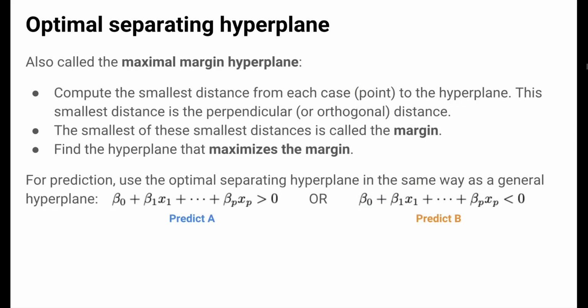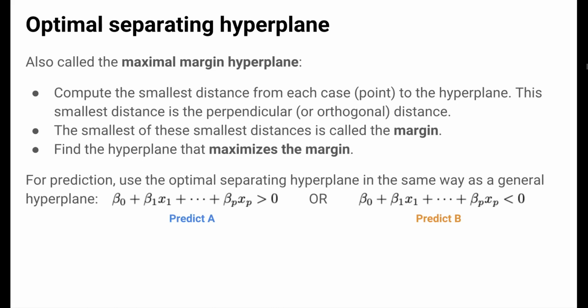The idea is to find what is called an optimal separating hyperplane. This is also called the maximal margin hyperplane, and the idea is this. We want to compute the smallest distance from every case, every point, to the hyperplane. This smallest distance happens to be the perpendicular or orthogonal distance, and we're going to call the smallest of these distances the margin. Our goal is to find a hyperplane that maximizes the margin. This ends up giving a unique solution for what a good separating hyperplane should be. The idea is the bigger the margin is, the more well separated the two classes are, and hopefully this will lead to better performance on test data.